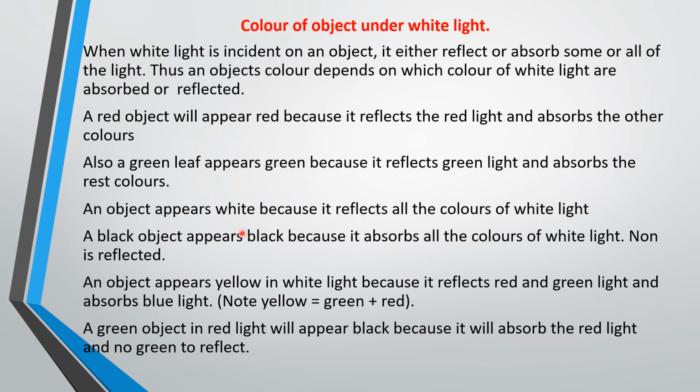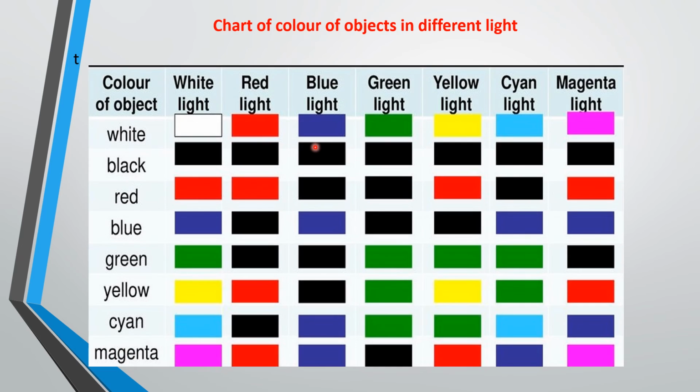Now I have a summary chart that I will show you. This chart gives a summary of all that we have discussed about the color of objects in different lights. If you have a white object and you pass a white light through it, the object will appear white. Under white light it will be white. Under red light it will be red.